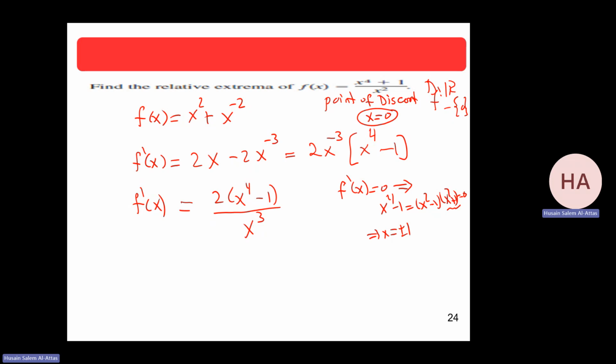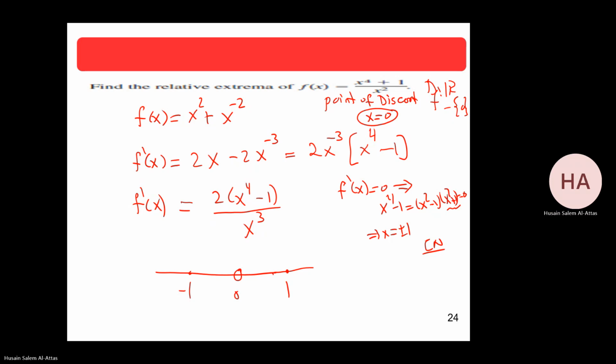This will not give me any real zeros. I have only x equal plus or minus 1. So these are the critical numbers. X equals 0 is not a critical number because it's not part of the domain of the function. Okay, now I plug the numbers. I have minus 1, 0. The function is undefined, and this is 1.